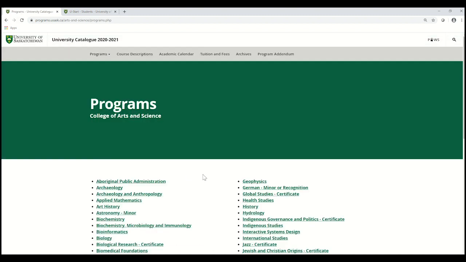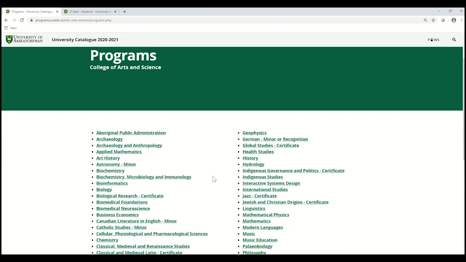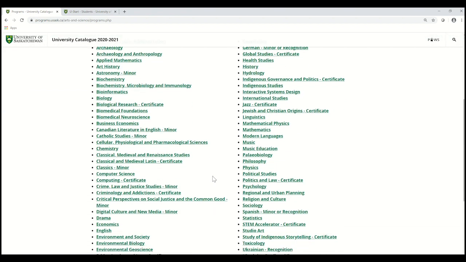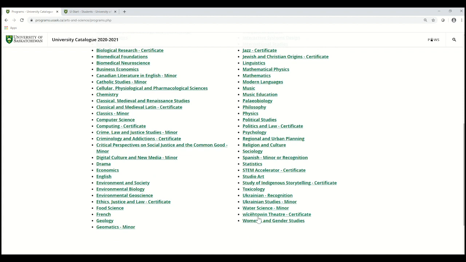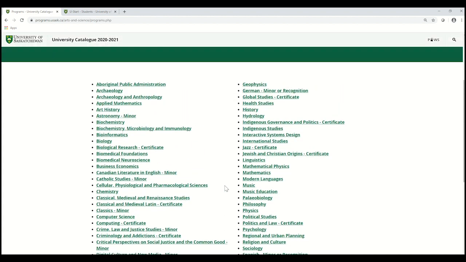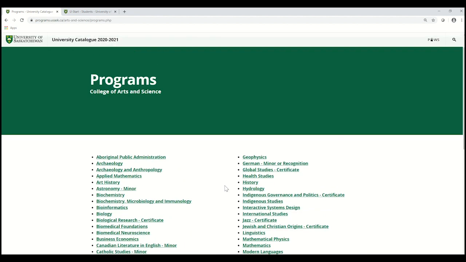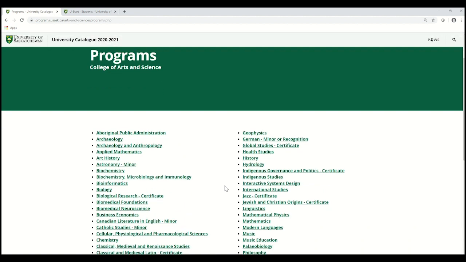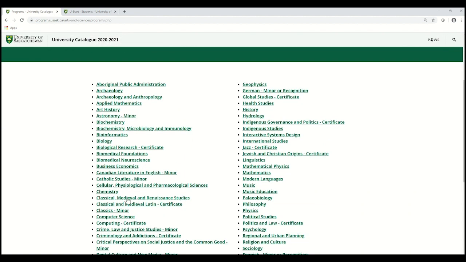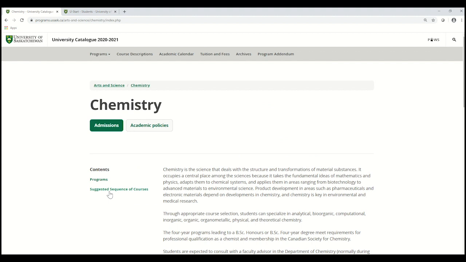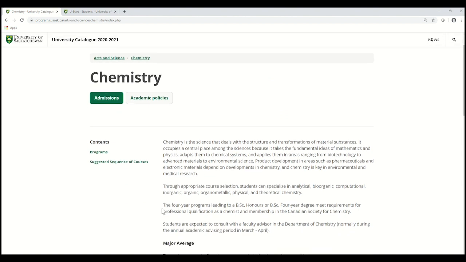If you look at the program list, it's long. There are all of the different programs, including certificates and minors and all of the different majors that you can choose from in the College of Arts and Science listed here. So let's choose chemistry. Maybe you're interested in majoring in chemistry. You can click on this and read a little bit about chemistry.